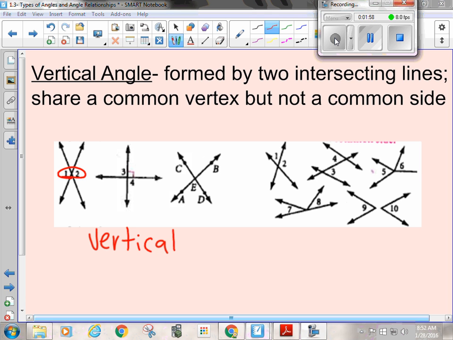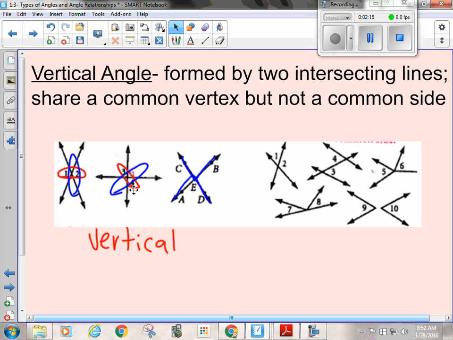So vertical angles are going to be across from each other. And here we have 3 and 4, but also know that they're opposite angles here. These are also vertical angles, and these two here are vertical angles. So these are going to be ones that are across from each other. So AED and CEB are vertical angles, but another set would be DEB and CEA. Those are another set of vertical angles.